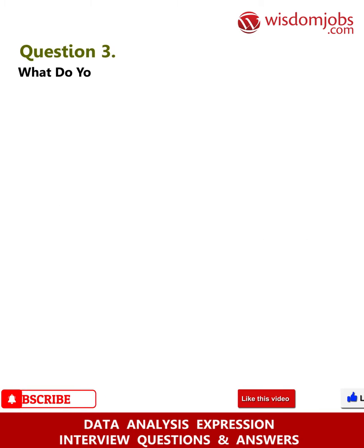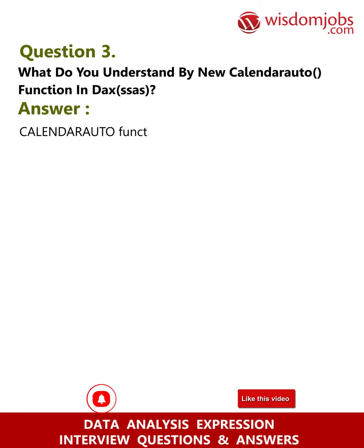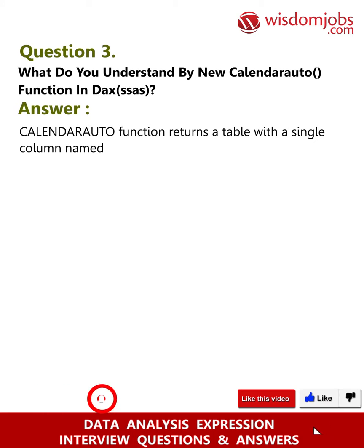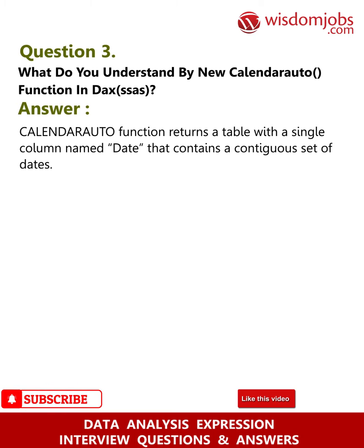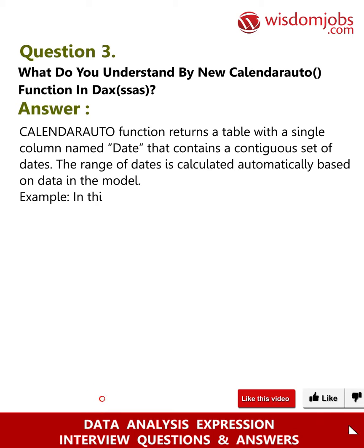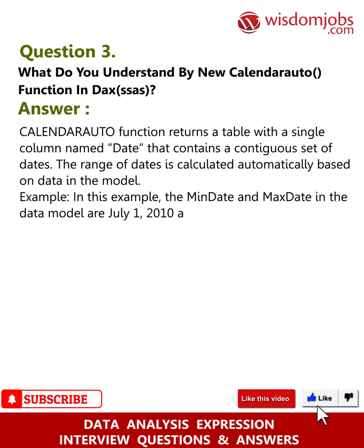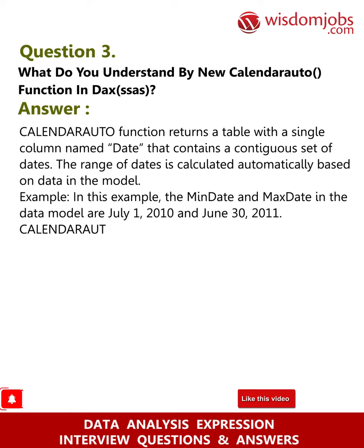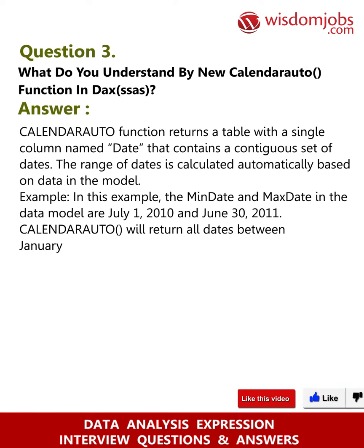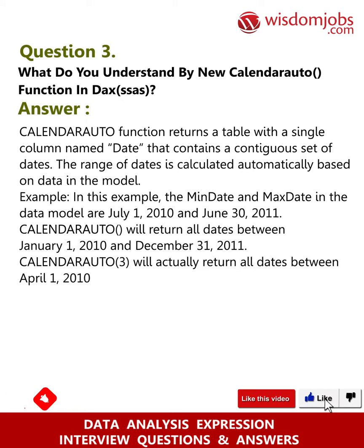Question 3. What do you understand by new CALENDARAUTO function in DAX SSAS? Answer. CALENDARAUTO function returns a table with a single column named date that contains a contiguous set of dates. The range of dates is calculated automatically based on data in the model. Example. In this example, the min date and max date in the data model are July 1st, 2010 and June 30th, 2011. CALENDARAUTO will return all dates between January 1st, 2010 and December 31st, 2011. CALENDARAUTO(3) will actually return all dates between April 1st, 2010 and March 31st, 2012.